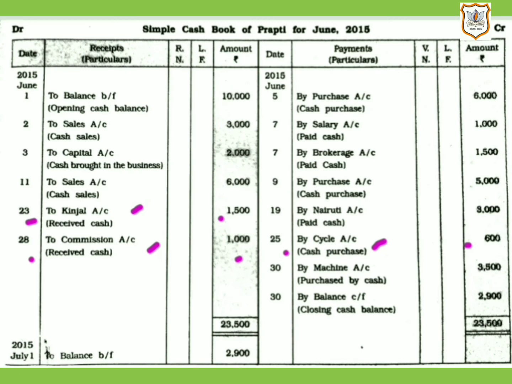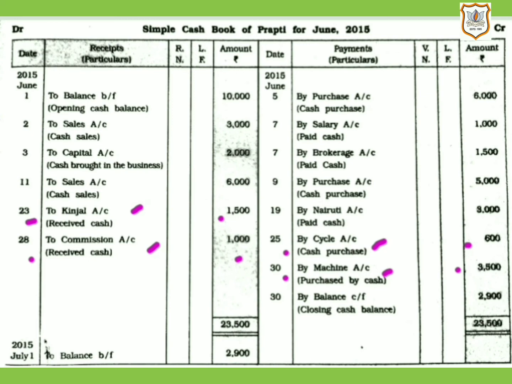Now date 30, machine of rupees 3500 purchased for business. Again here an asset is being purchased, and for that we have to pay cash. So here payment has been made, so it will be recorded on the credit side or payment side. So we will write date 30, by machine account, and in the amount column we will write the amount, that is 3500.